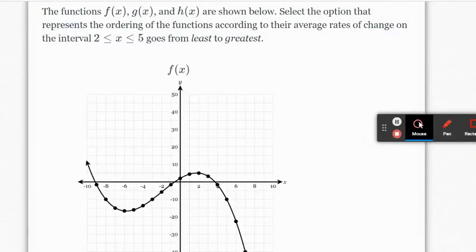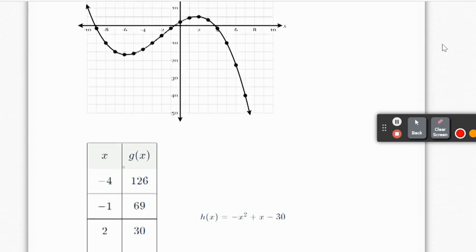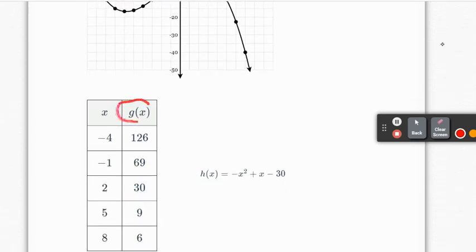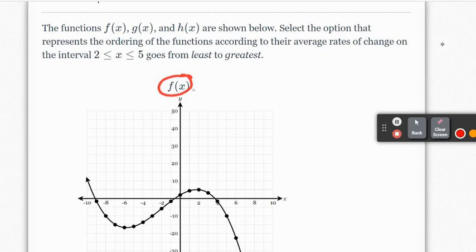So we're given three functions, f, g, and h. Here's f, it's a graph. If you scroll down, you'll see g is given as a table of values, and then h is this equation right off to the side. Our job is to figure out, over the interval from 2 to 5, which one has the average rate of change in order from least to greatest.